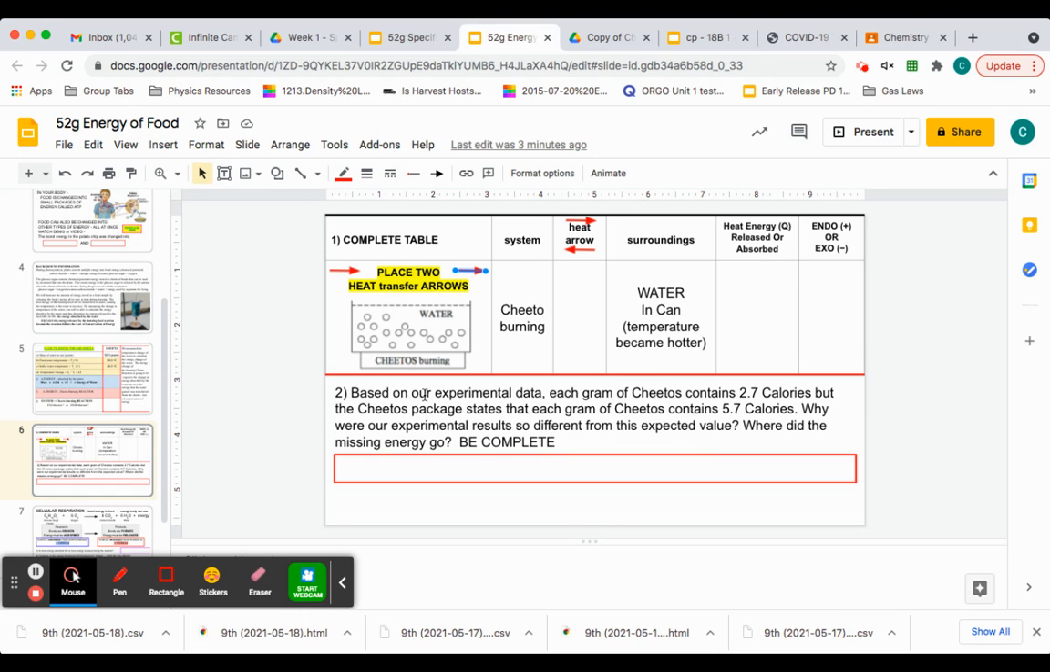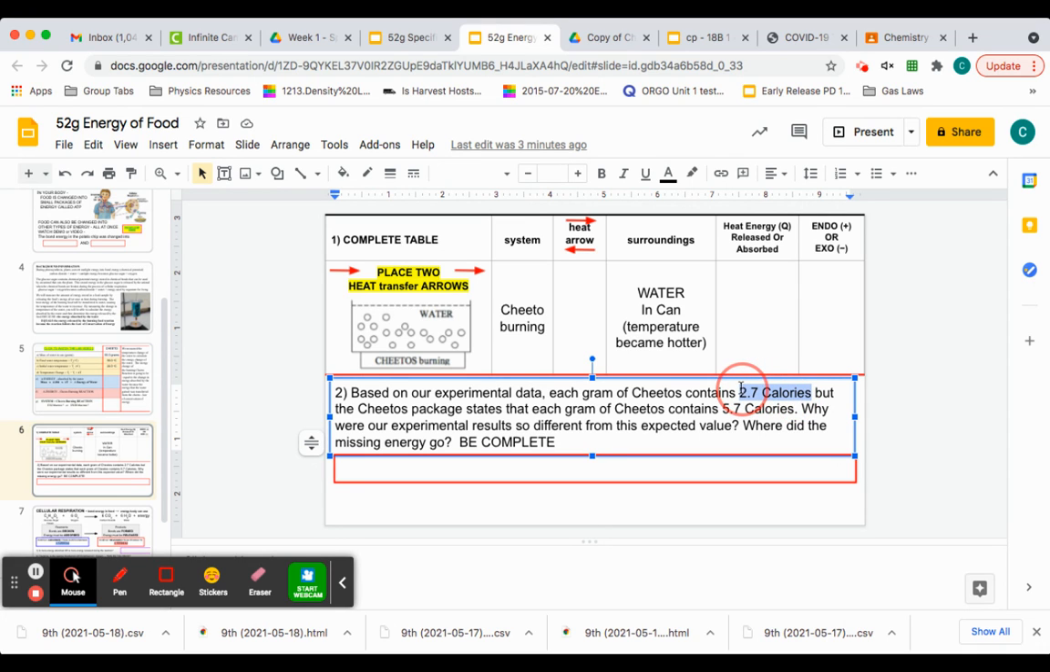Based on our experimental data, each gram of Cheetos contains 2.7 calories, but the Cheeto package. So our experimental data, we got a huge number. We didn't get this 2.7 calories, but this is a different unit. So don't freak out if your number on the left side wasn't 2.7. It shouldn't be. But just so you know, based on our experimental data, if we do a conversion, we get to 2.7 calories. But the Cheeto package said that each gram of Cheeto contains 5.7 calories. So it contains more calories.